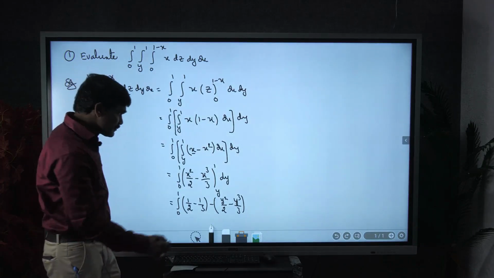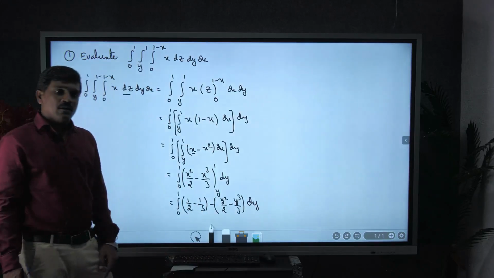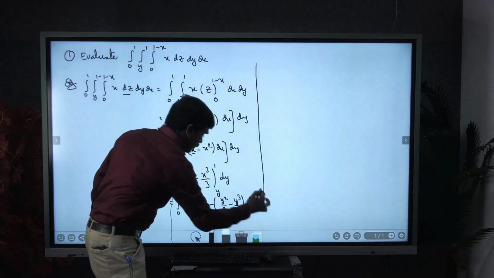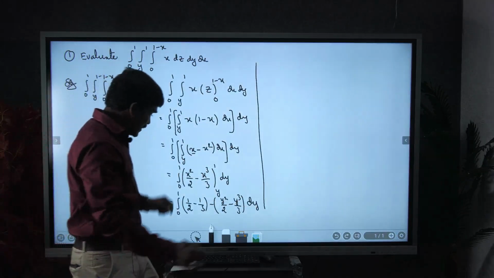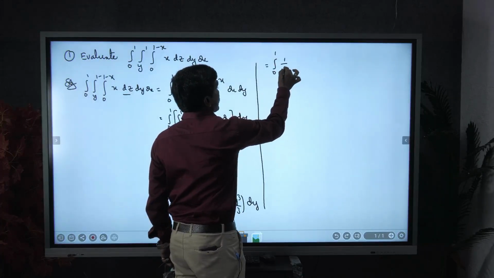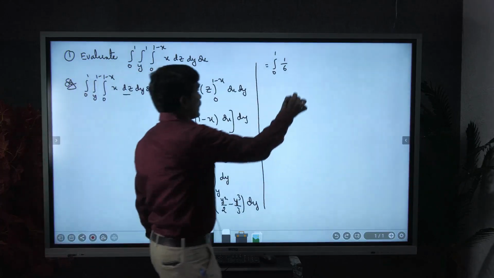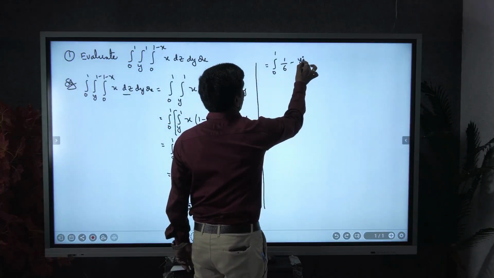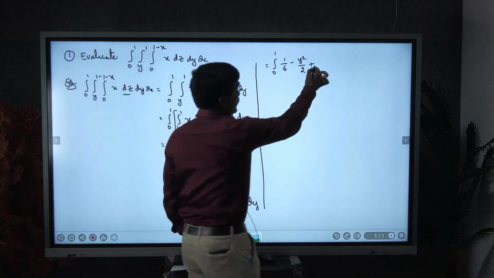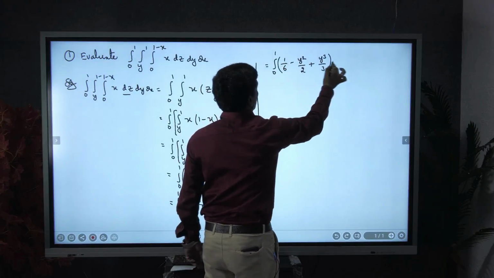Integration dy. Okay, now 1 by 2 minus 1 by 3. What is 1 by 2 minus 1 by 3? That is 1 by 6. So 1 by 6 minus y square by 2, plus y cube by 3, into dy.